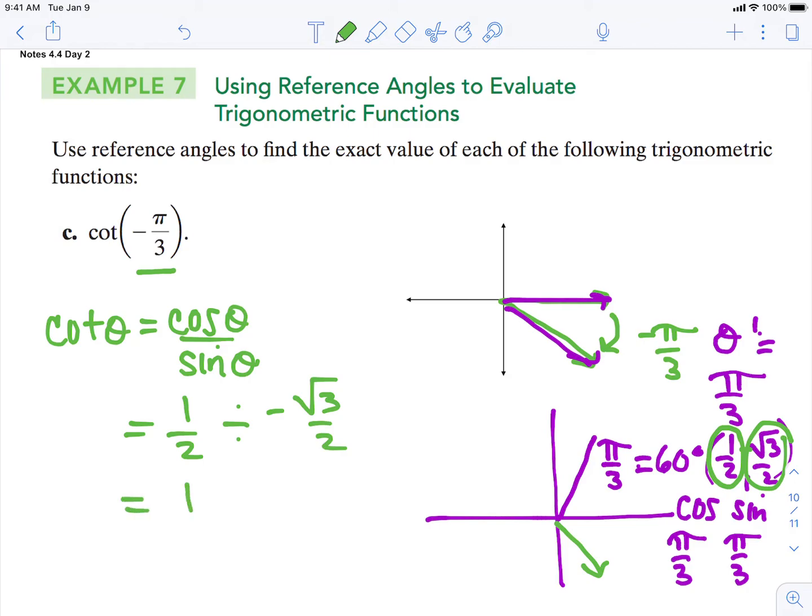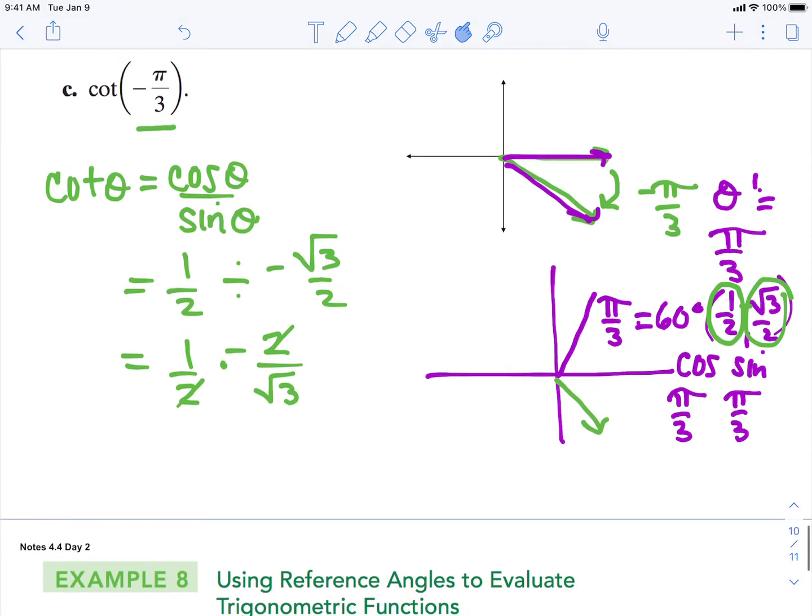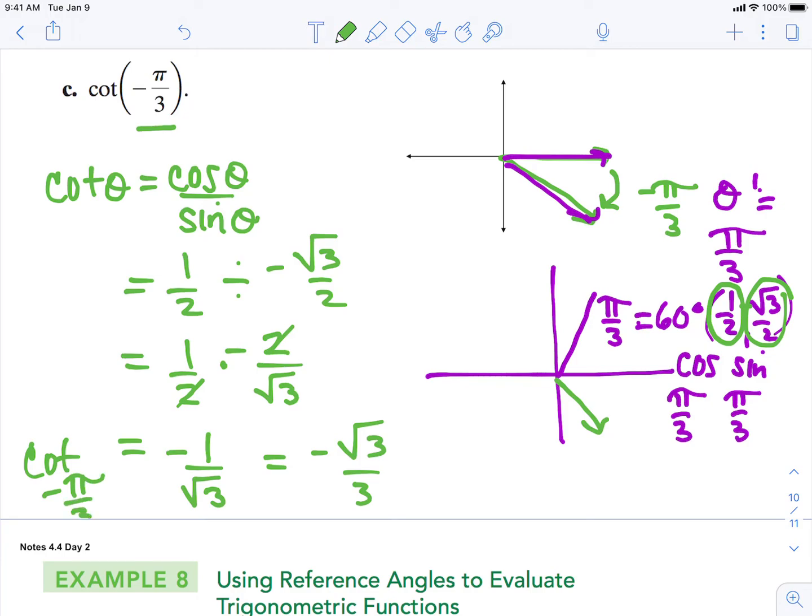So let's go ahead and keep, change, flip, cancel the 2's, multiply across, and then rationalize it. So the cotangent of negative pi over 3 is exactly negative square root of 3 over 3.